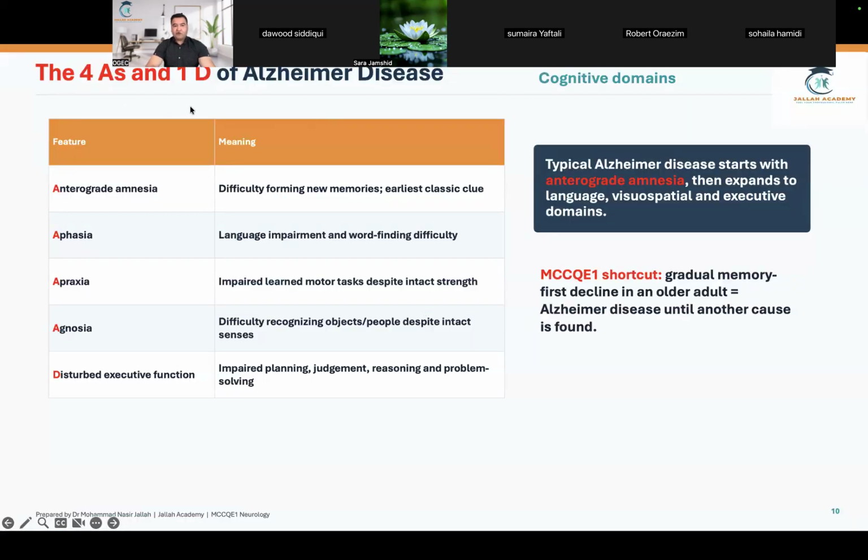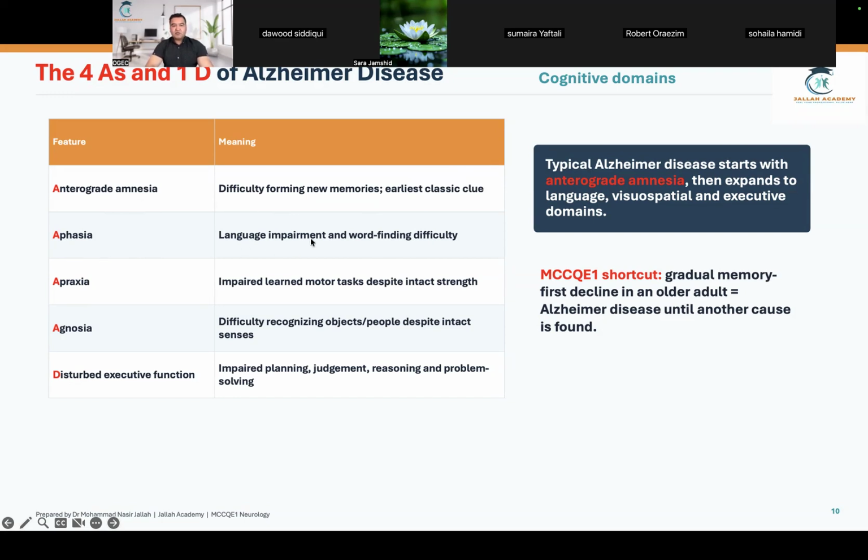Yeah, this is the four A's and D. Anterograde amnesia, aphasia, apraxia, agnosia, disturbed executive function. So in Alzheimer, you have these 4A and 1D. What is the first A? The first A is anterograde amnesia. Difficulty forming new memories, earliest classic clue. It's a very early classic clue of Alzheimer. Please remember it, you might be asked.